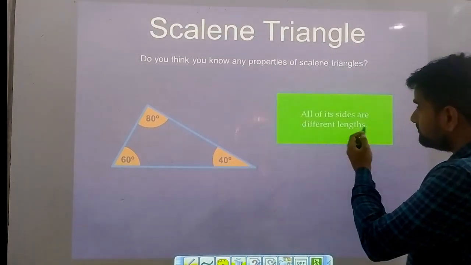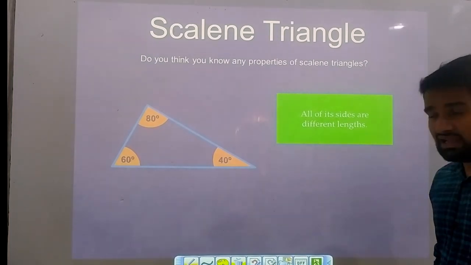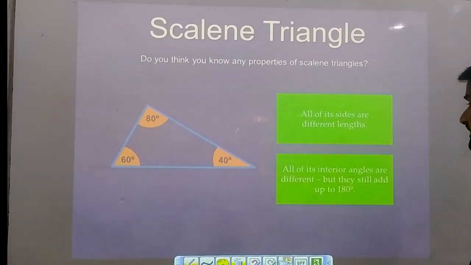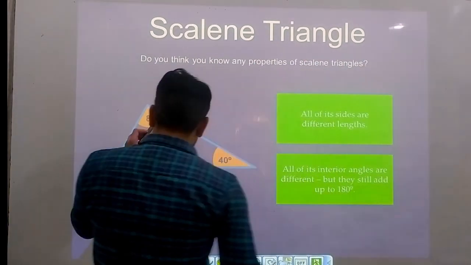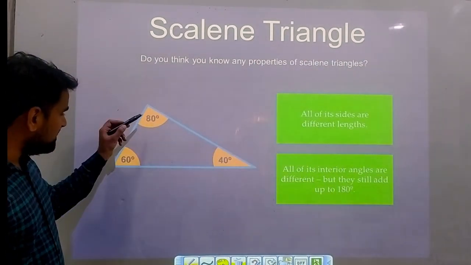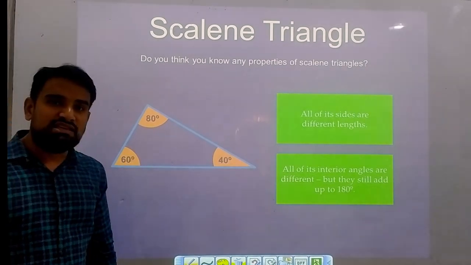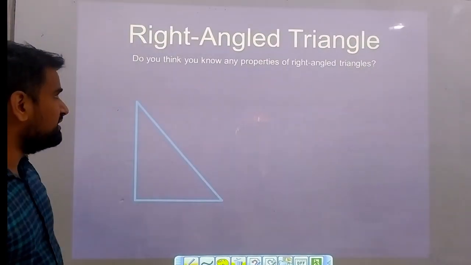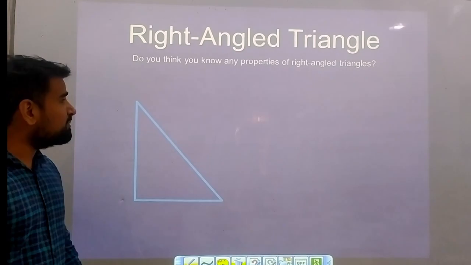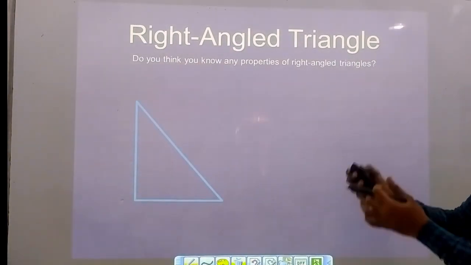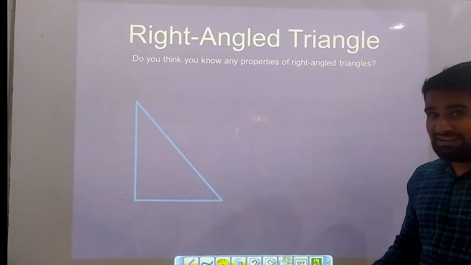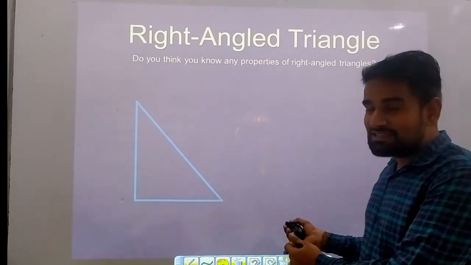Okay, so all of its sides are different lengths, and all of its interior angles are different, but you must know that the sum of all the interior angles, that is 80 plus 60 plus 40, is equal to 180 degrees. Okay, and the next type of triangle is what? A right angle triangle. Alright, so do you think you know the properties of right angle triangles? Yeah, you will know after this slide, right?